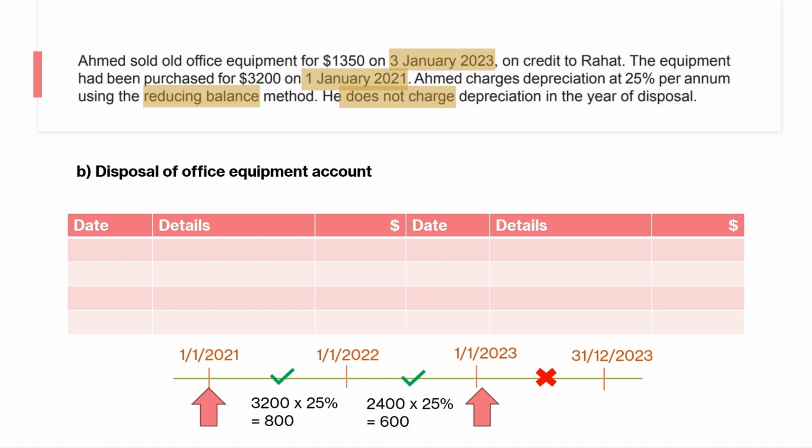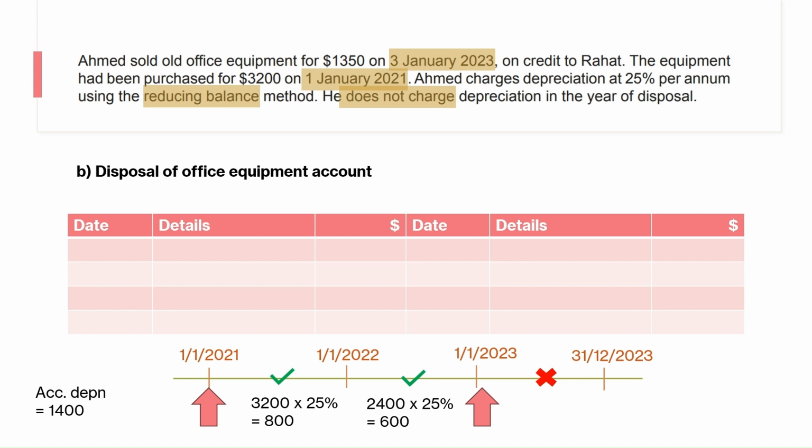So 2,400 times 25% is 600. And thereafter, we won't be calculating depreciation. So the accumulated depreciation for office equipment is 1,400. Now, we have the values.